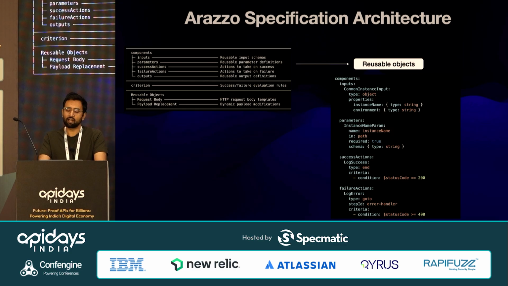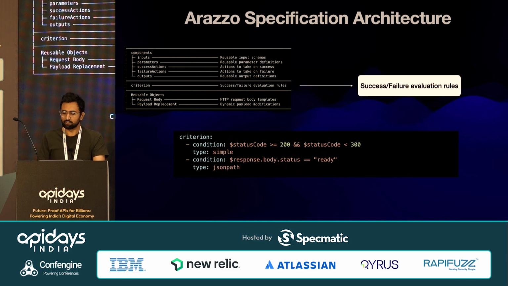So there are some reusable objects present inside the component, so you can reuse them on the basis of your requirement. There is an evaluation rule which defines success and failure. So if the status code is 200, which is success, otherwise if the code is less than 300, it will result in a failure.